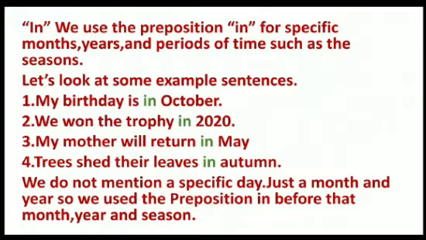Let's move on to in. We use the preposition in for specific months, years, and periods of time, such as the seasons. Let's have a look at some example sentences. My birthday is in October. We won the trophy in 2020. My mother will return in May. Trees shed their leaves in autumn. We do not mention a specific day, just a month and a year. So we used the preposition in before that month, year, and season.